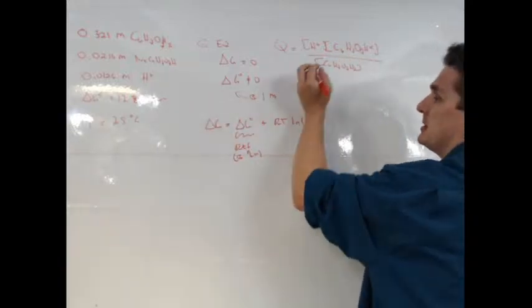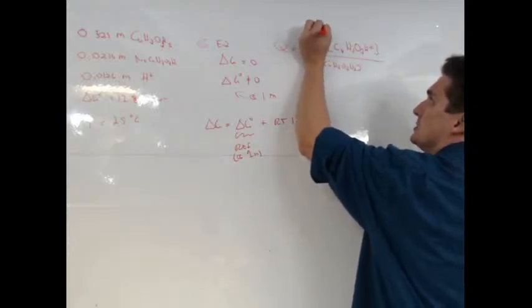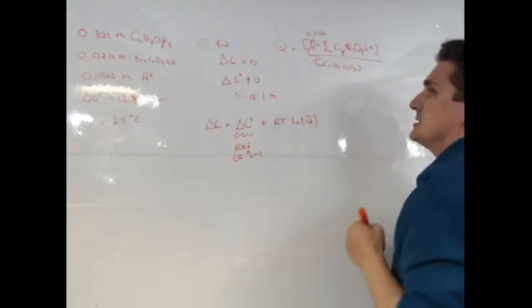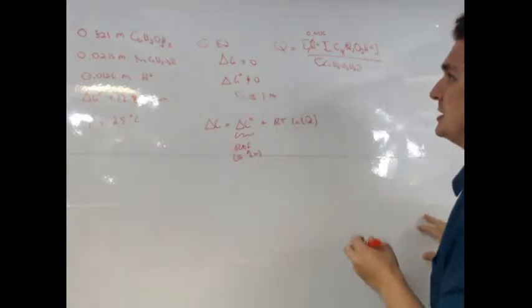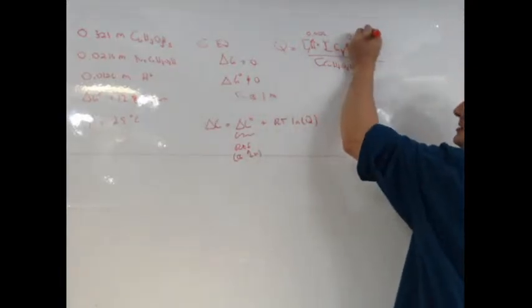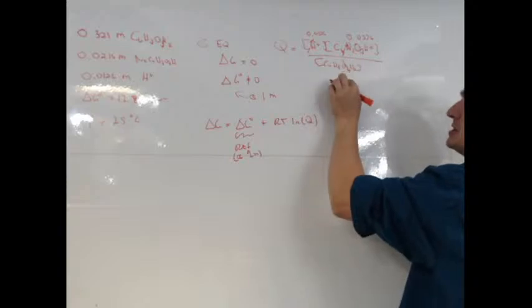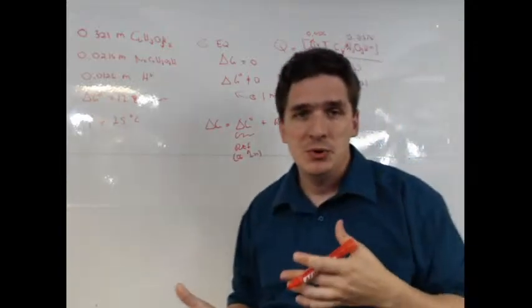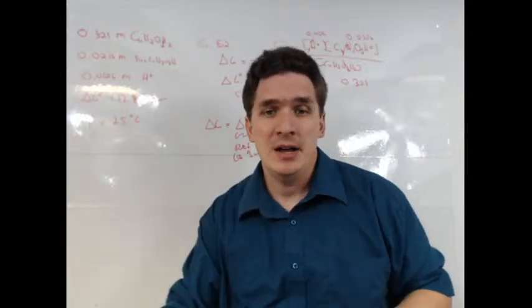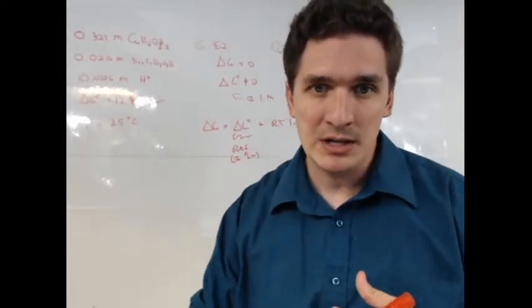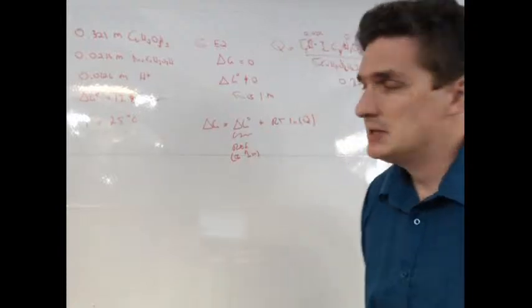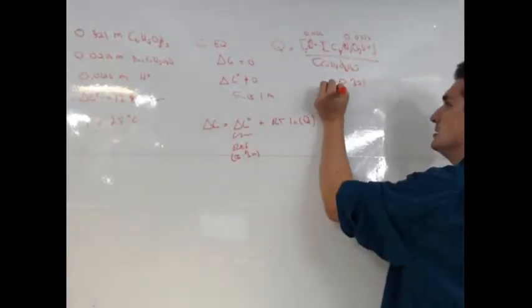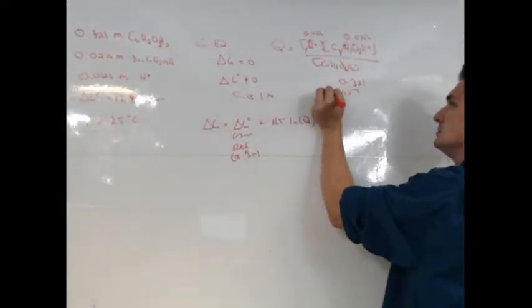So you're given the H plus 0.0126. The concentration of C6H7O7H is 0.0236. And the concentration of the parent acid is 0.321. So you would just put those numbers in there and get a value out. In this case, it works out to be 9.26 times 10 to the minus 4.